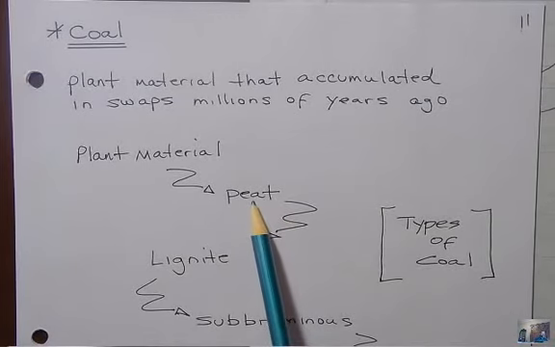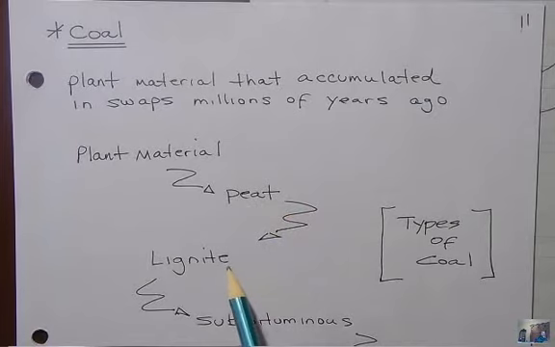Okay, but if the peat doesn't get pulled out and it gets buried further under the ground, more heat and pressure and millions of years, the first form of coal that it goes to is called lignite. So lignite is the youngest kind of coal.